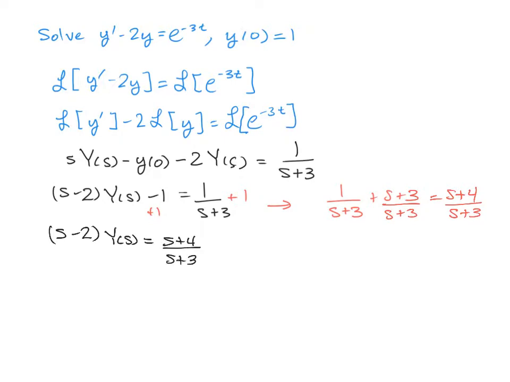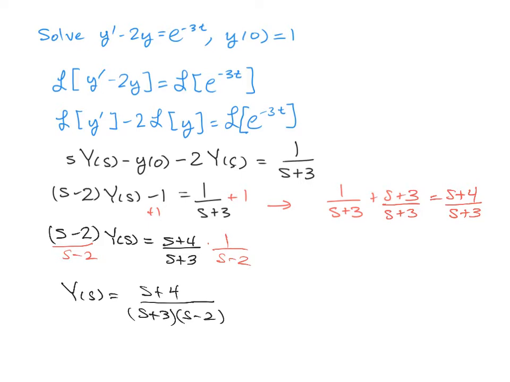If we now divide both sides by s minus 2, we end up with big Y of s is equal to s plus 4 over the product s plus 3 times s minus 2. And now we need to go ahead and take the inverse Laplace transform of this.